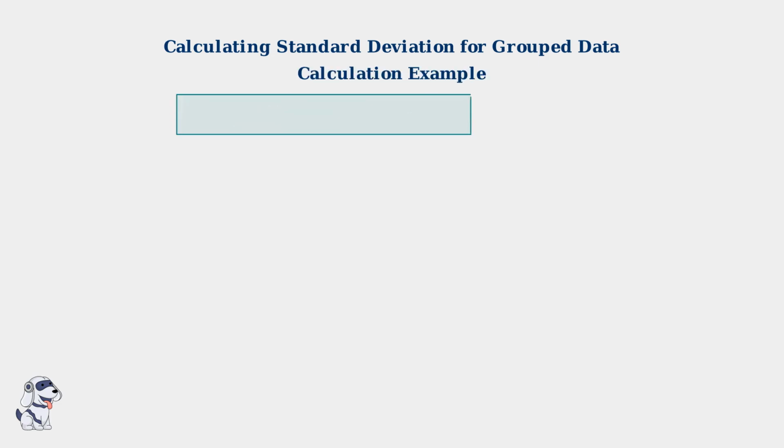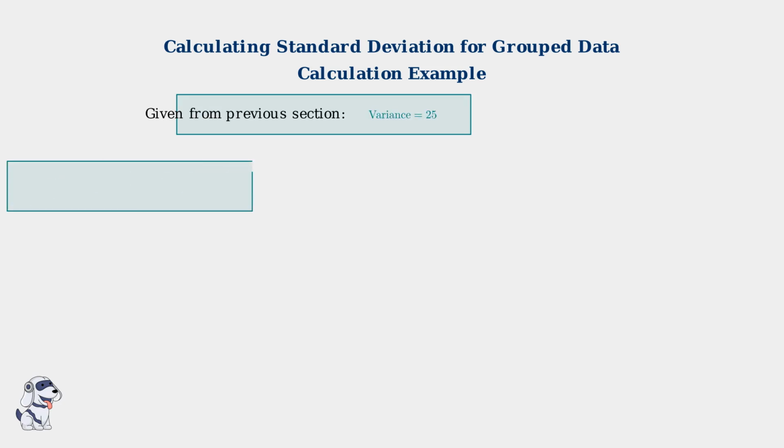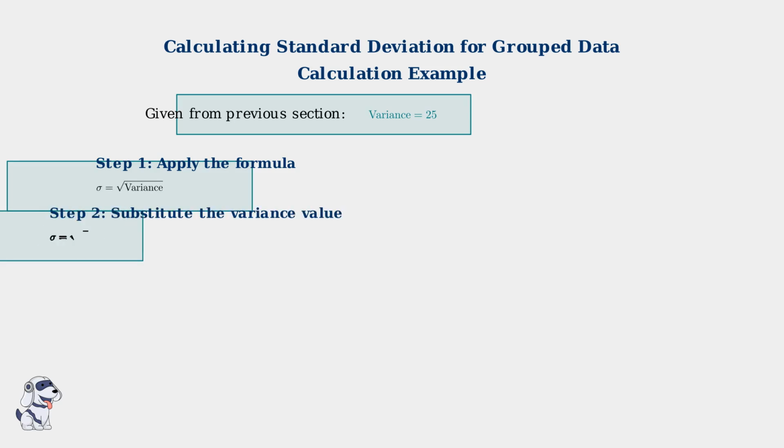Let's use the variance value of 25 that we calculated in the previous section. Step 1. We apply the standard deviation formula. Step 2. We substitute our variance value of 25 into the formula. Step 3. We calculate the square root of 25, which equals 5. Therefore, the standard deviation is 5.